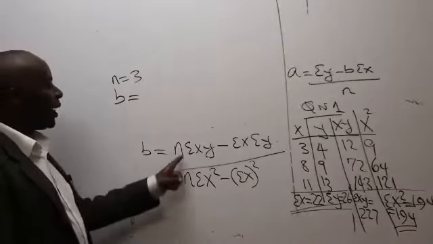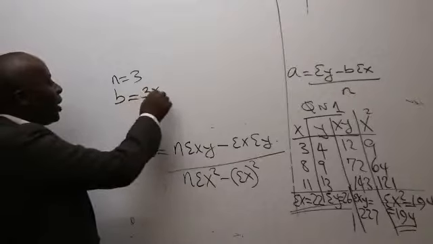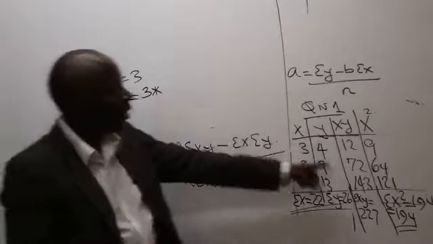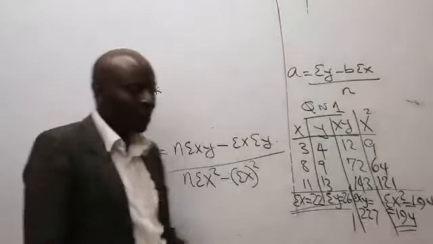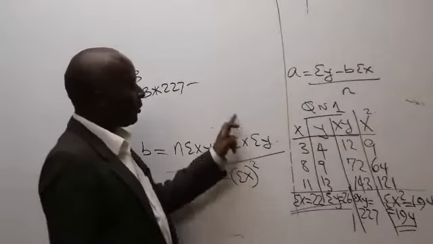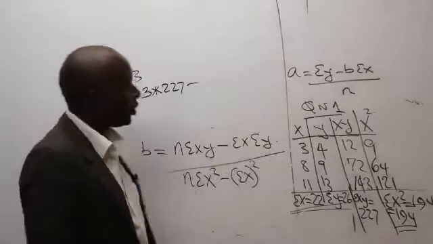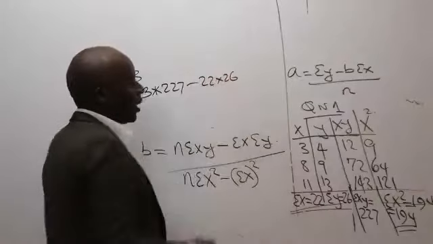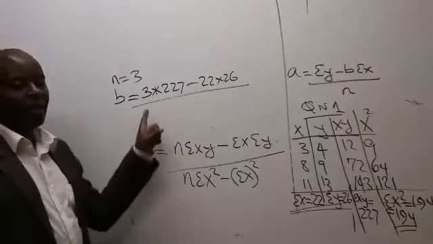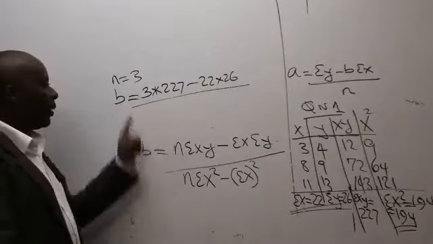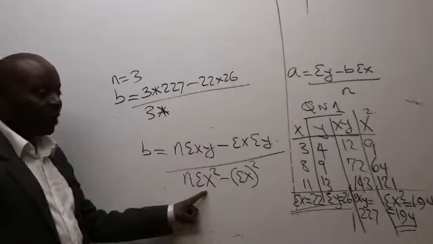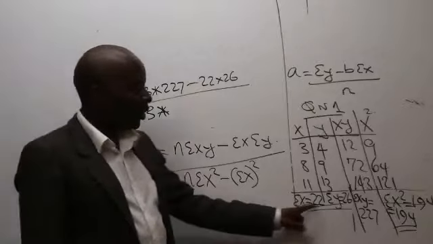So b will be equal to n summations xy. So we have here 3 times summations of xy. Sum of xy is 227. Minus, this is quite an easy one, summation of x times summation of y. Sum of x is 22 times sum of y, which is 26. All over, slowly here, n times sigma x squared. Here, I've always seen students who get it wrong. Why? Because they'll come and take this 22 squared.